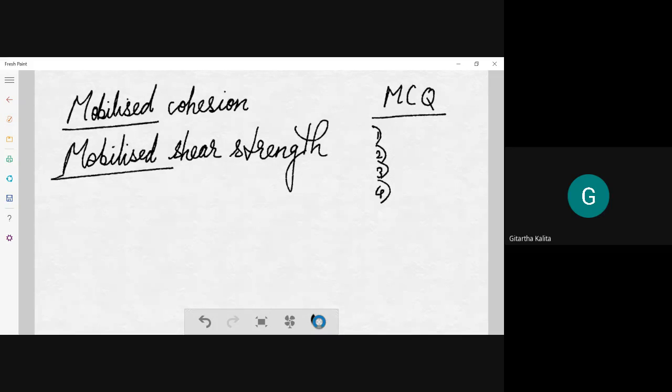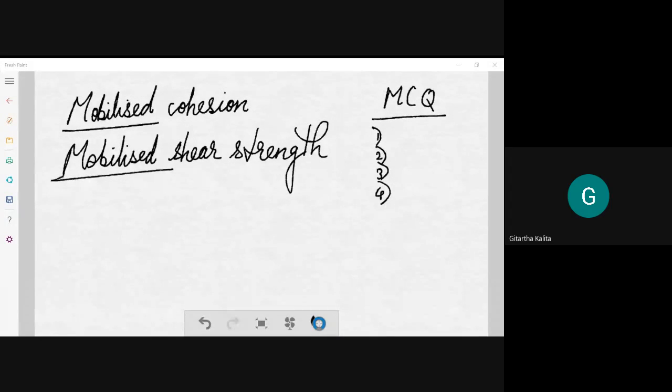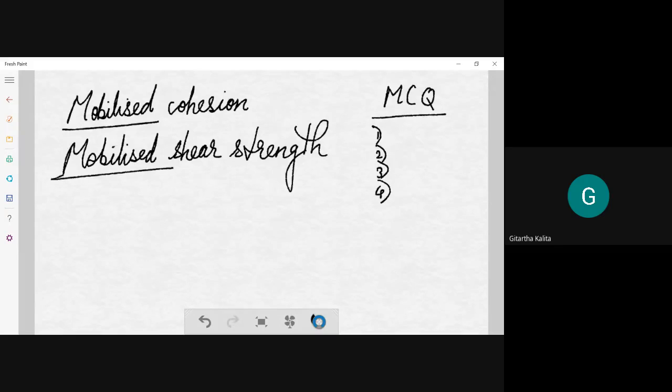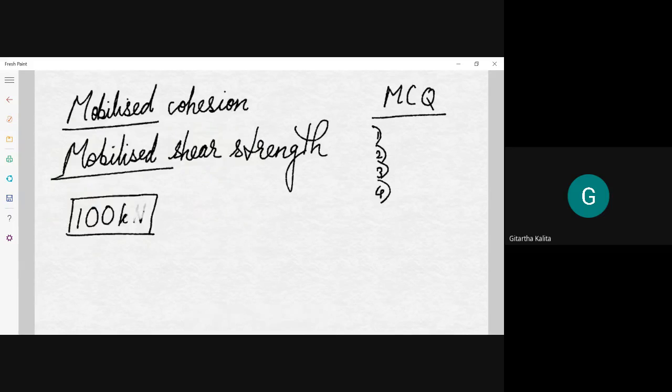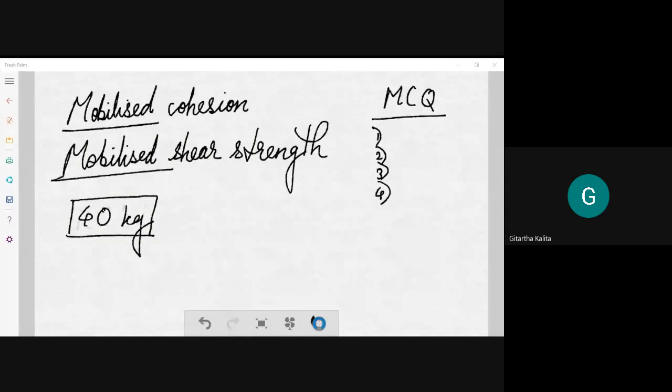What is the correct one? So now I will give you an example from a different point of view so that you can understand it in a much better way. Suppose you have the energy to take a 100 kilonewton weight. Let me make it a little more reasonable. Suppose you can pick up 40 kg of load.